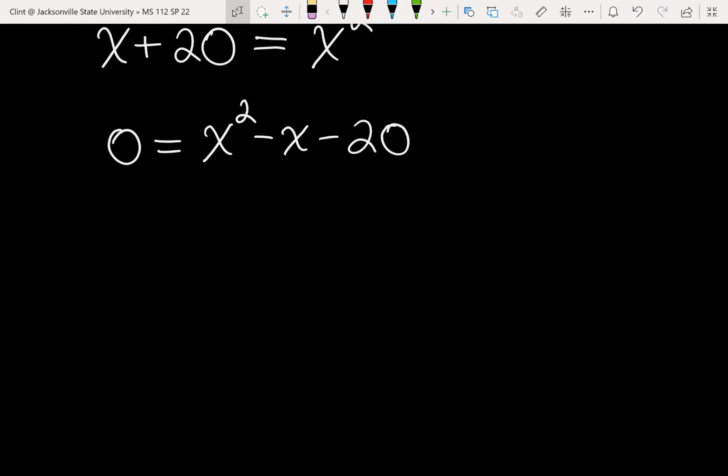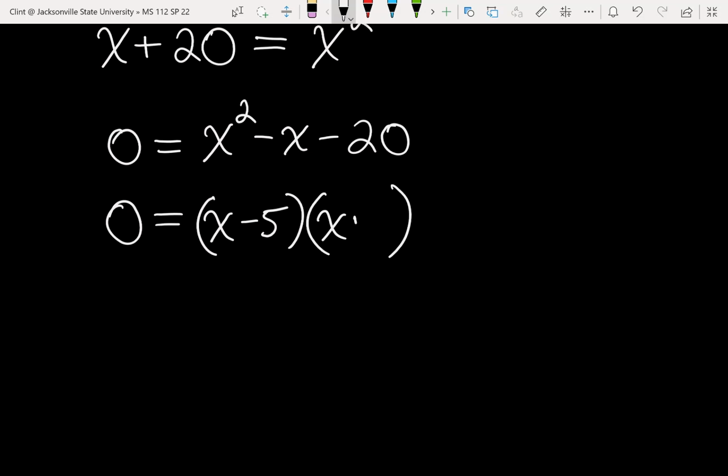So I'm going to factor it because factors kind of jumped out to me. Factors of negative 20 that add up to negative 1. So negative 5, positive 4 will give us negative 20, and negative 5 plus 4 will give us negative 1 in the middle. Once we have it factored, we have that property of a product equaling 0 that we can take each factor and set it equal to 0.